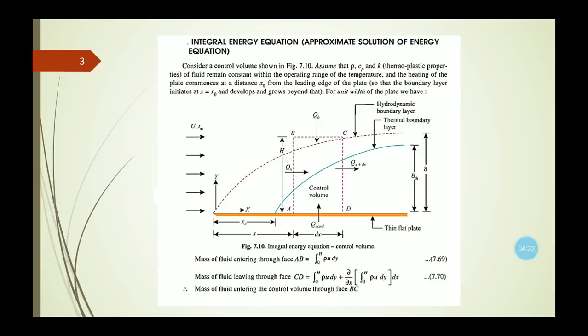In figure 7.10, we can see that for the integral energy equation, one control volume has been considered, ABCD, represented by the dotted line. Here we have assumed that rho, Cp and k, the thermophysical properties of the fluid, remain constant within the operating range of temperature, and the heating of the plate commences at a distance x0 from the leading edge of the plate. In that case, the boundary layer initiates at x equals x0 and develops and grows beyond that.